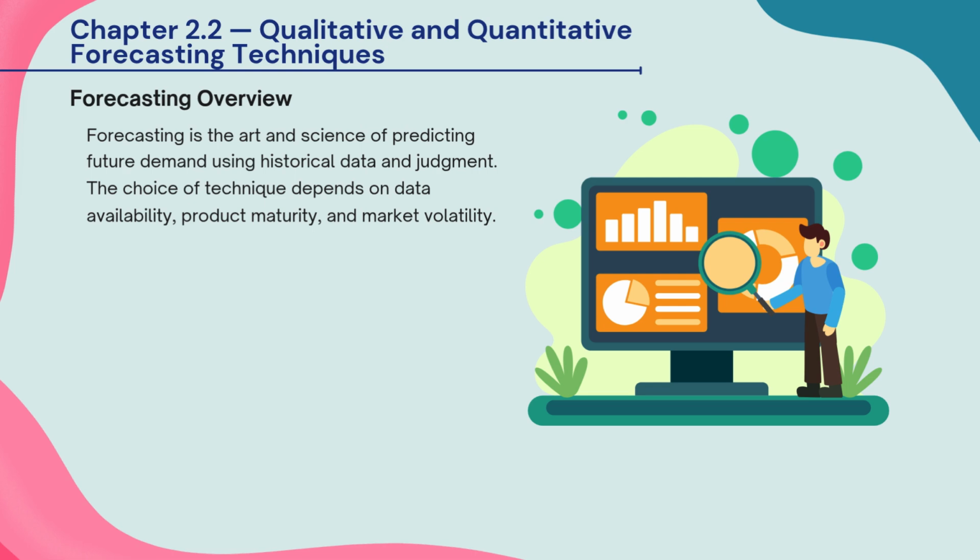It helps organizations plan production, procurement, and inventory more accurately. The choice of forecasting method depends on data quality, product maturity, and market volatility. Effective forecasting reduces uncertainty and supports smoother operations.